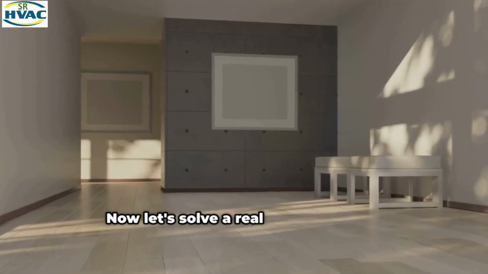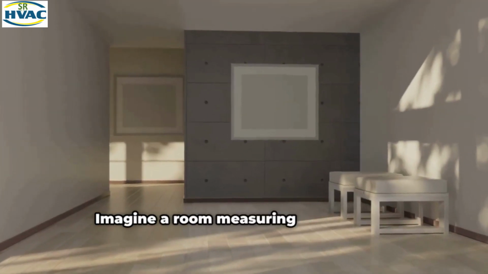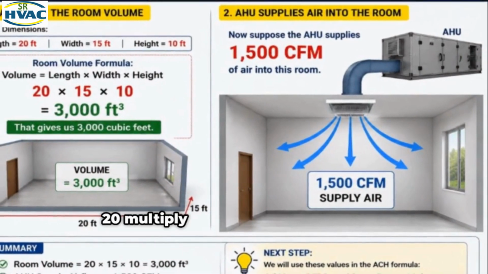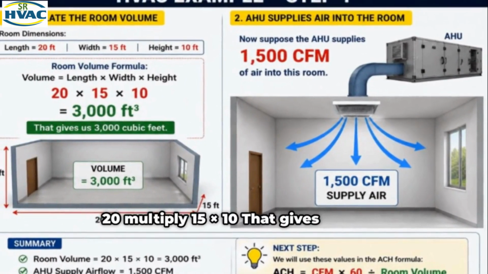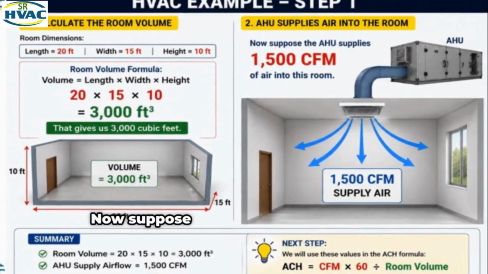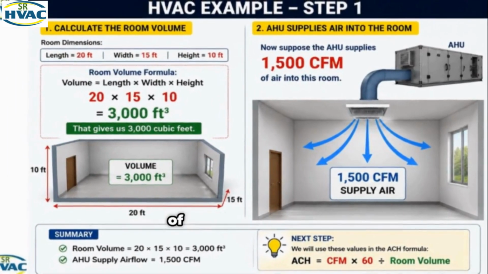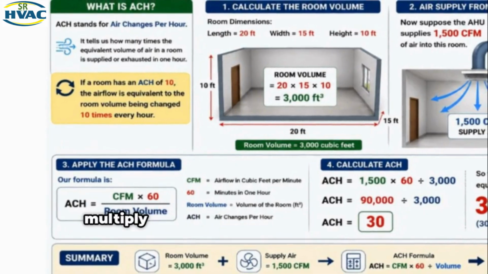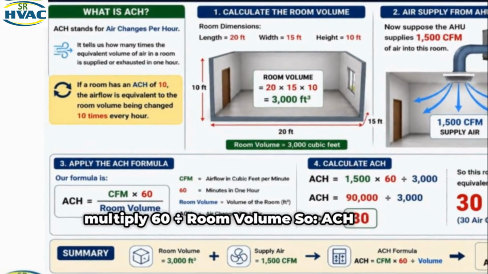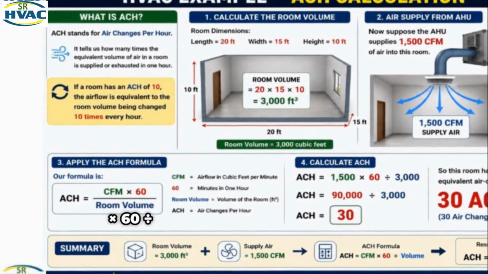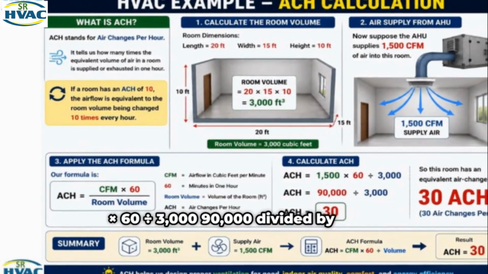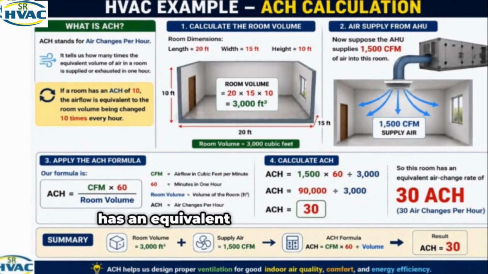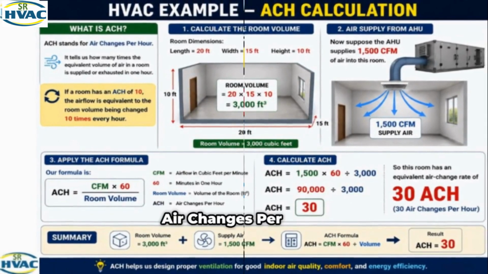Now let's solve a real HVAC example. Imagine a room measuring 20 feet by 15 feet by 10 feet. First, calculate the room volume. 20 multiplied by 15 multiplied by 10 gives us 3000 cubic feet. Now suppose the AHU supplies 1500 CFM of air into this room. Our formula is ACH equals CFM multiplied by 60, divided by room volume. So ACH equals 1500 x 60 divided by 3000. 90,000 divided by 3000 gives us ACH equal to 30. So this room has an equivalent air change rate of 30 air changes per hour.